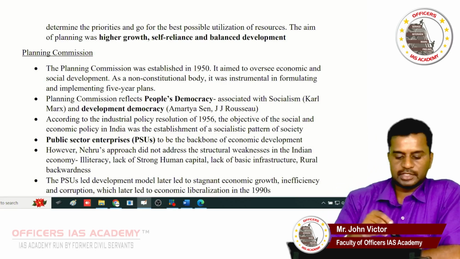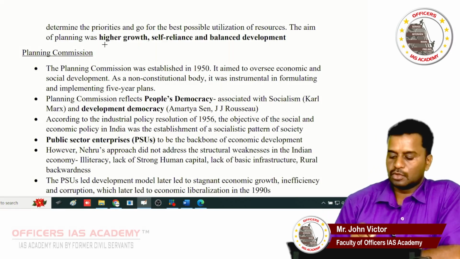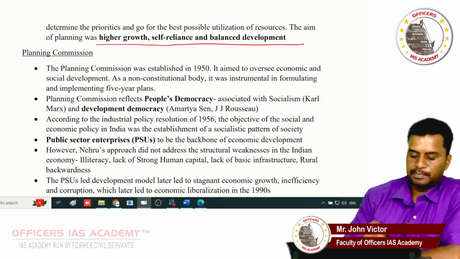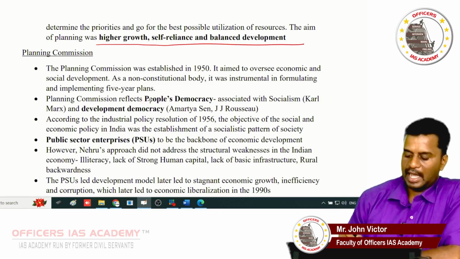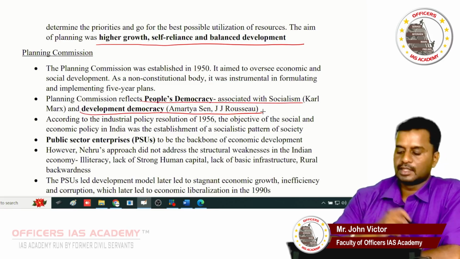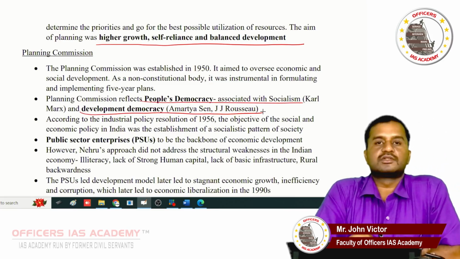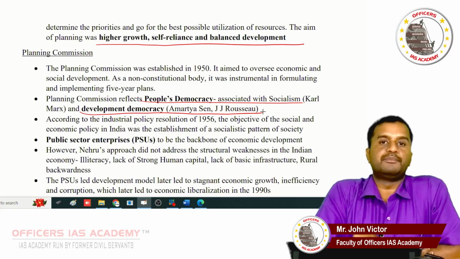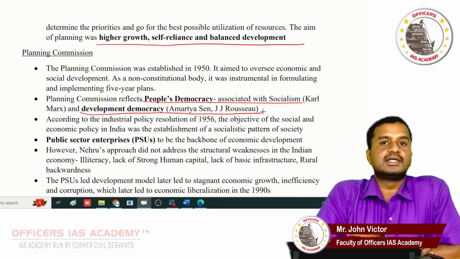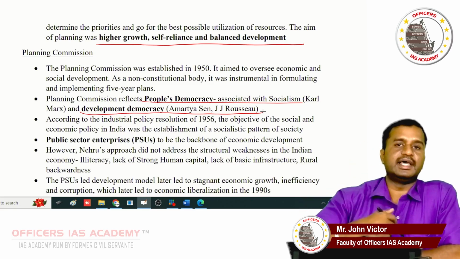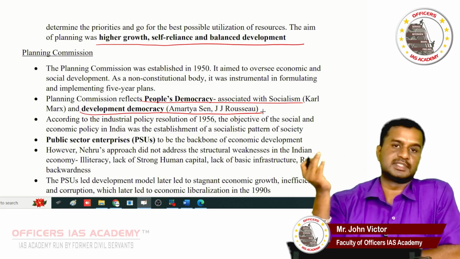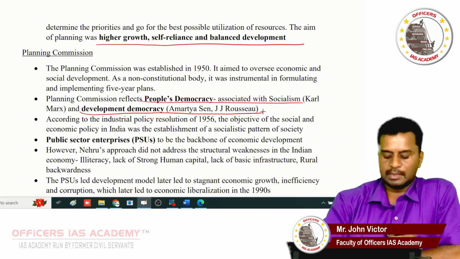Then write about Planning Commission, focuses on growth, self-reliance and balanced development, reflects people's democracy as in socialism, also reflects developmental democracy. Developmental democracy talks about the liberty of people, which is used by the people for the realization of their powers. With that, they can develop themselves. This is called developmental democracy.